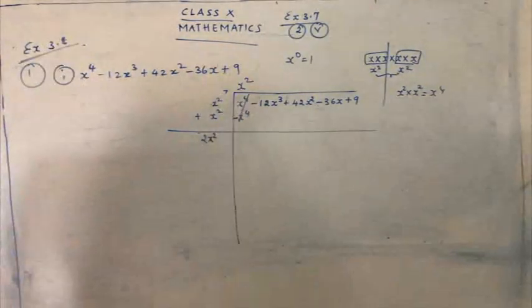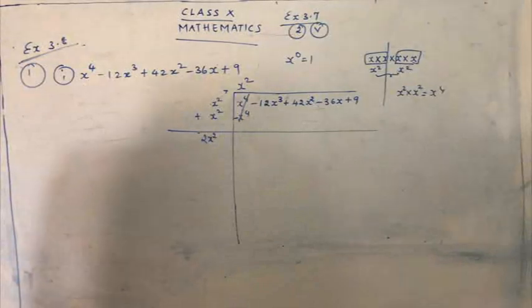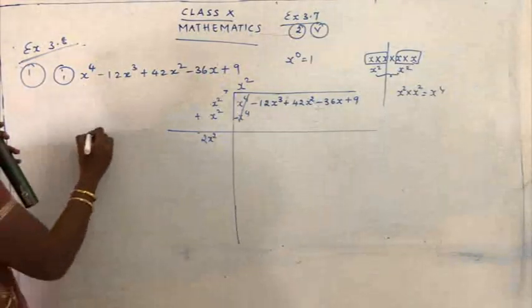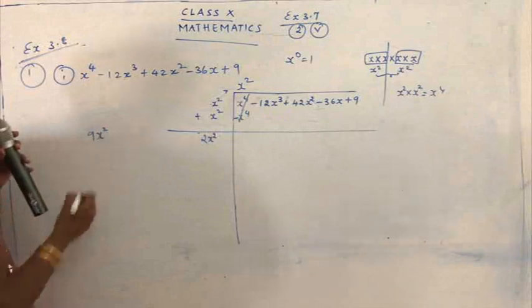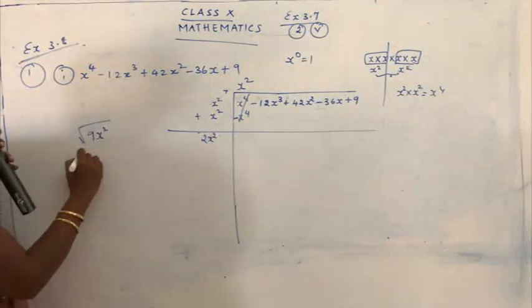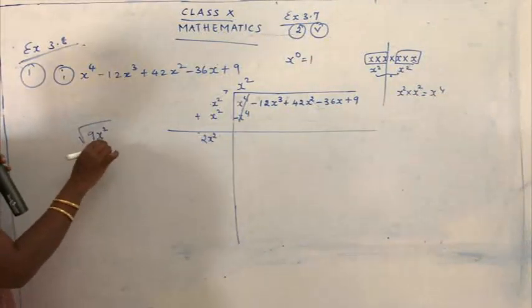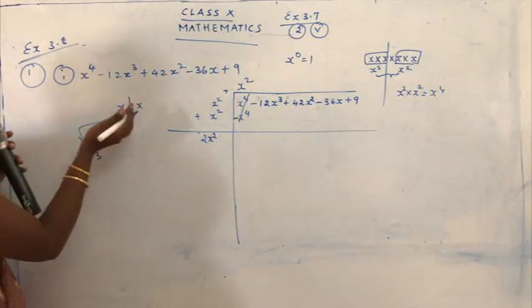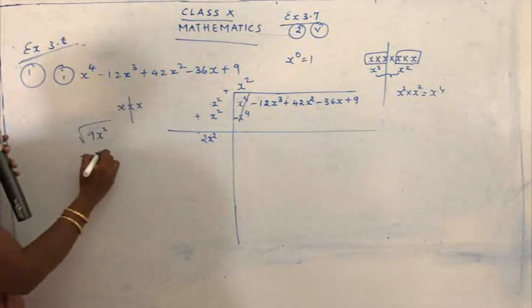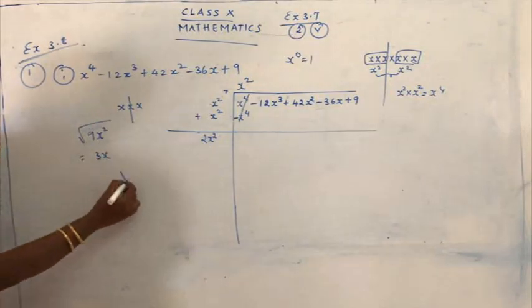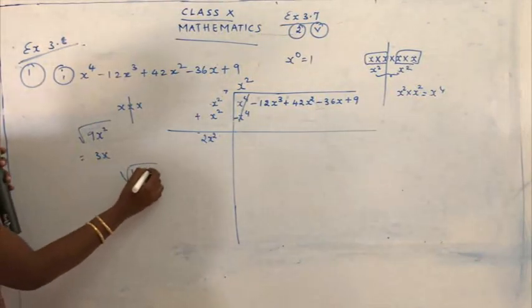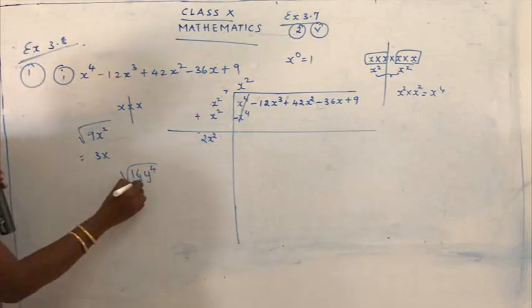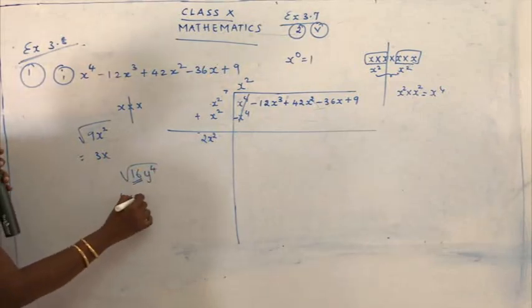Is the first part clear, children? Okay. Suppose let me give you some examples, children. If we have 9x square, what is the square root of 9x square? It's 3x. What is the square root of x square? X square is x into x, so we have to take the same number. So it's x. What is the square root of 16? Square root of 16 is 4, since 4 into 4 is 16, yes?